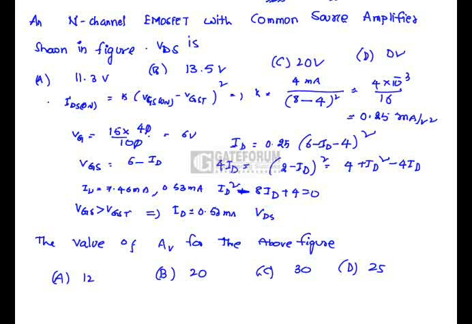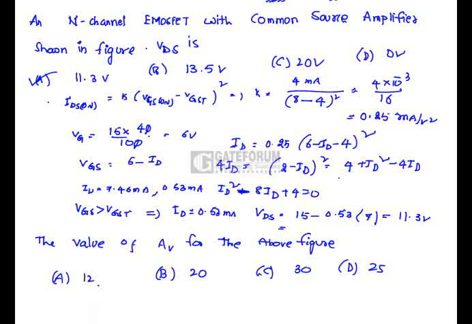So VDS is nothing but 15 minus 0.53 into 7, which we get as V0 equals 11.3 volts, that is option A is correct.